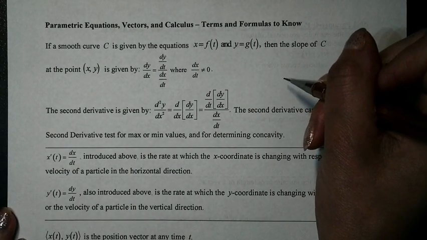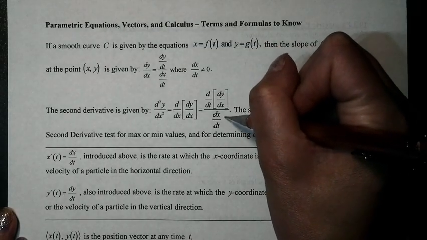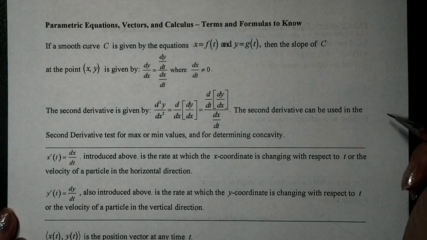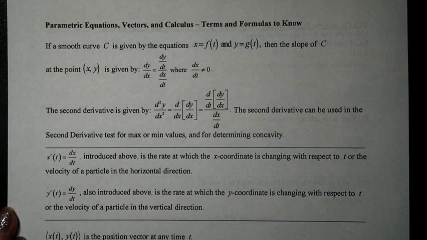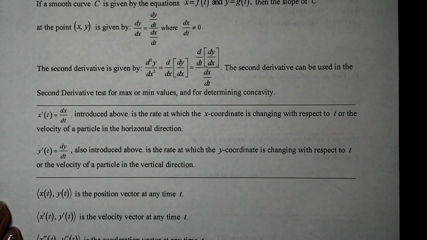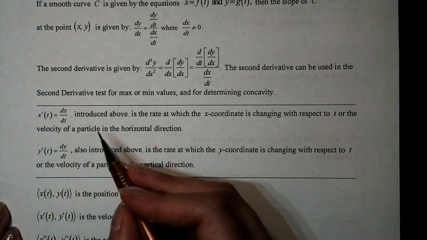Similarly, the second derivative is given by the derivative of dy/dx divided by dx/dt. The second derivative can be used in the second derivative test for finding maximum or minimum values and, obviously, for determining concavity. Now, another notation that you need to remember, and we don't make any difference between this notation and this one, is this one.